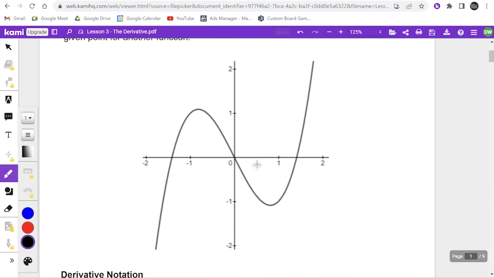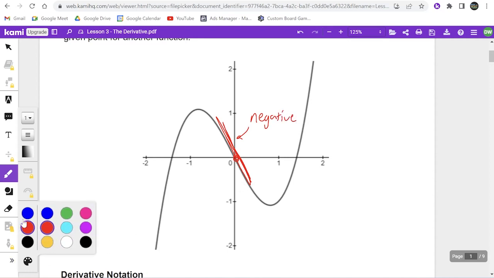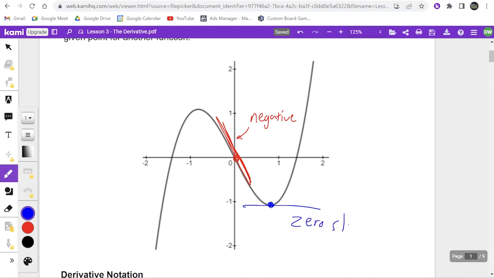So we look at this function right here, and I would say a few things I know about the slope. For instance, I know the slope is negative right here because that's like a negative slope. So we can say a negative slope right there. We know it's a zero slope at that point right there. And you can say it's a positive slope, not just at this point right here, but over a range of values, anywhere until you get to the zero slope up there. All of these slopes are positive slopes.